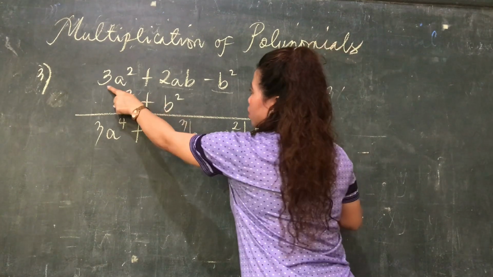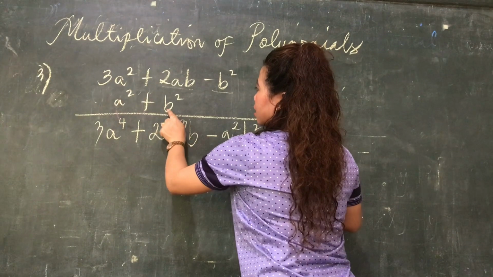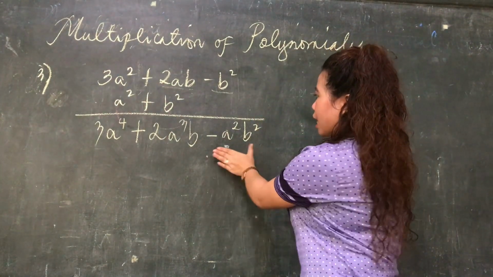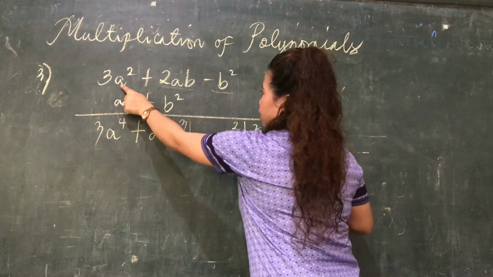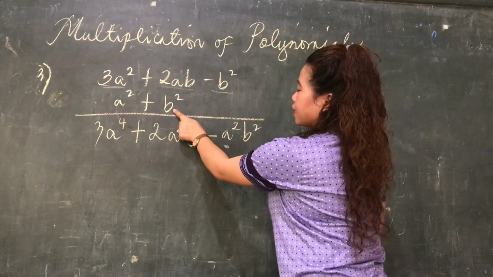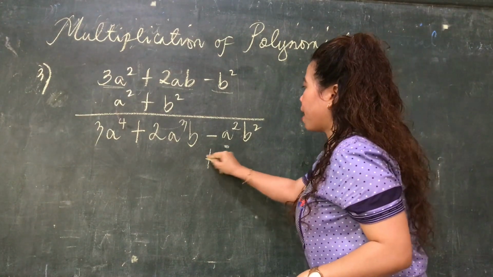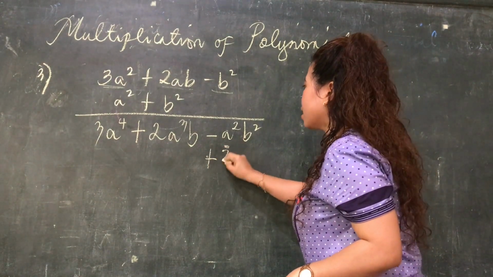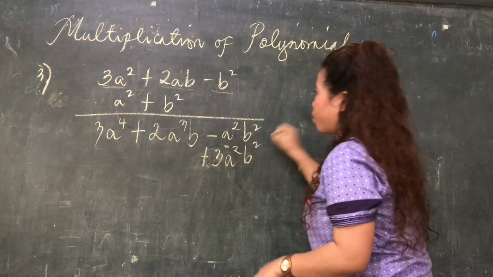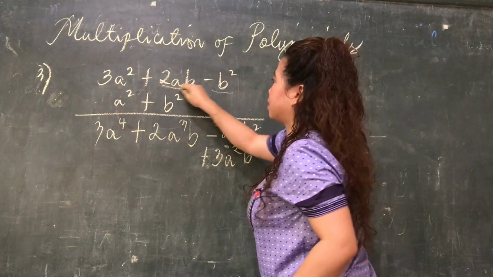b squared times 3a squared. Place a squared together with b squared. The first term: b squared times 3a squared, the answer is positive 3a squared b squared. After that, the first term times the second term.